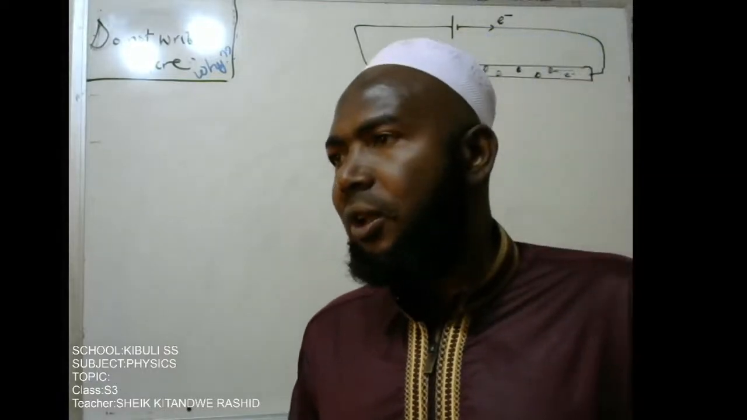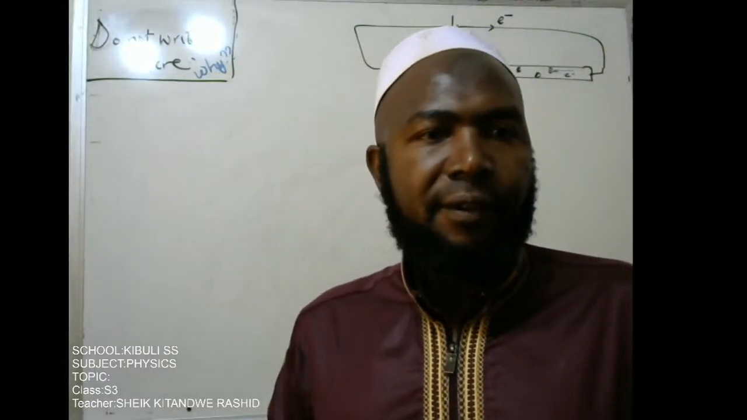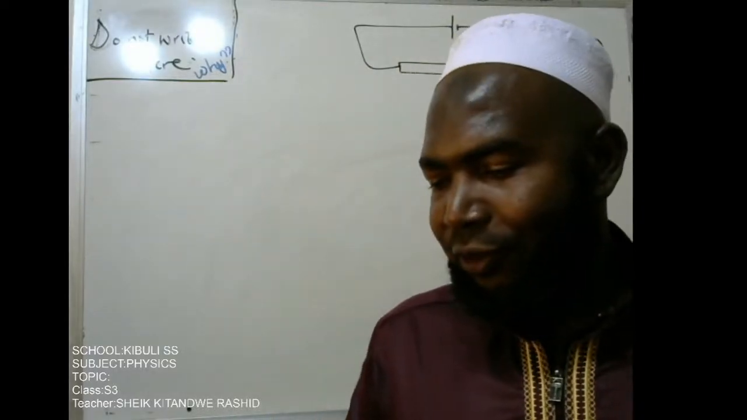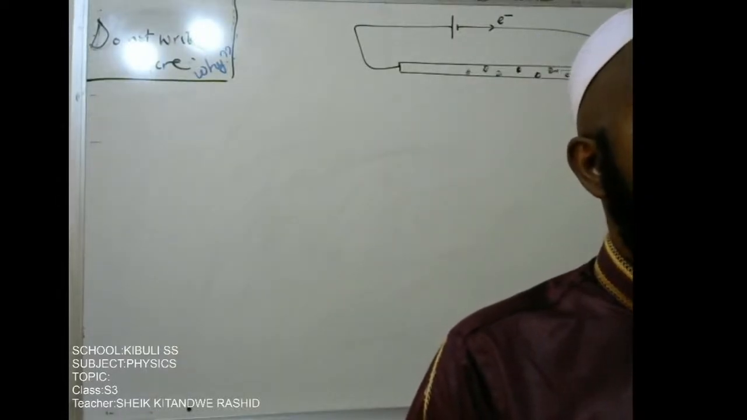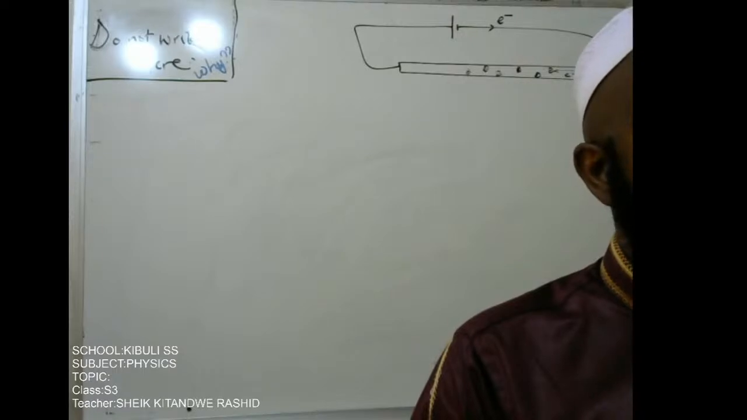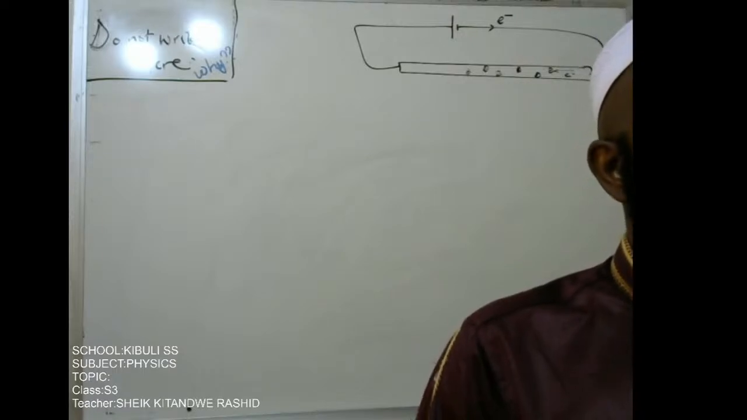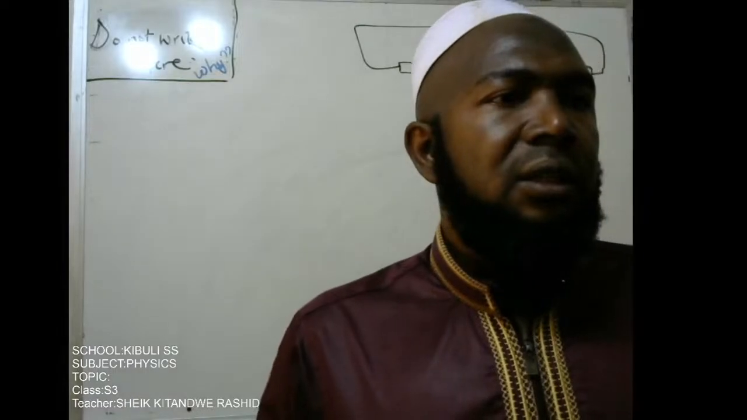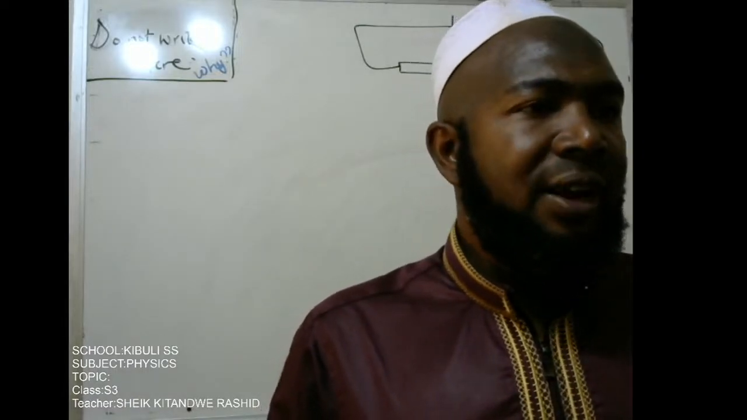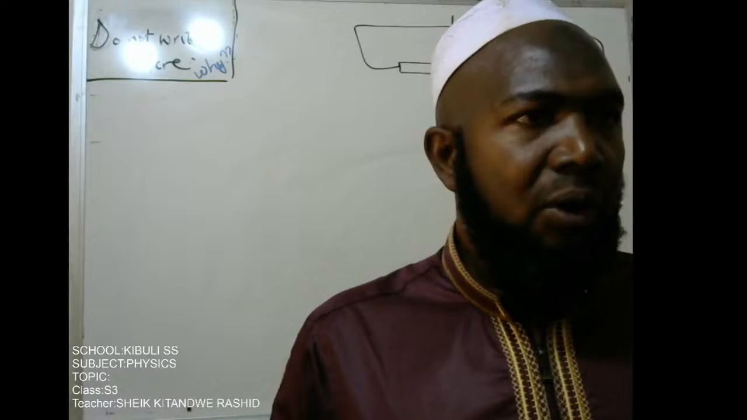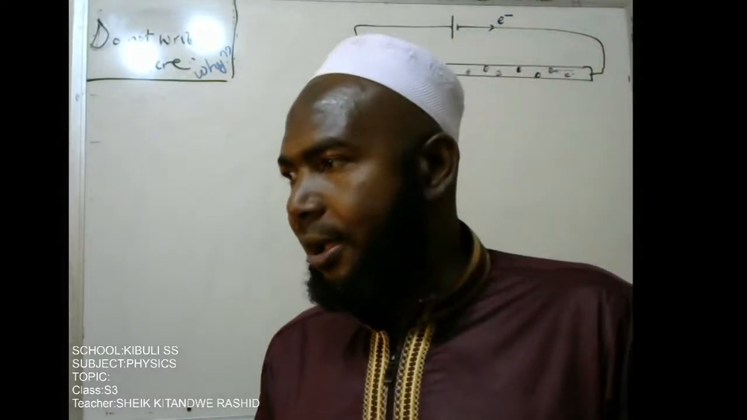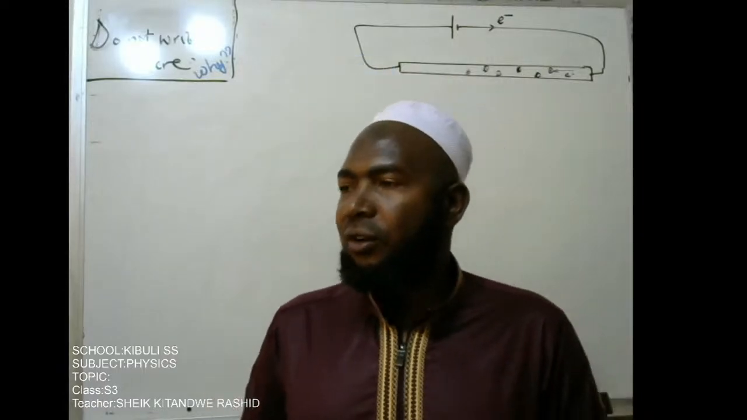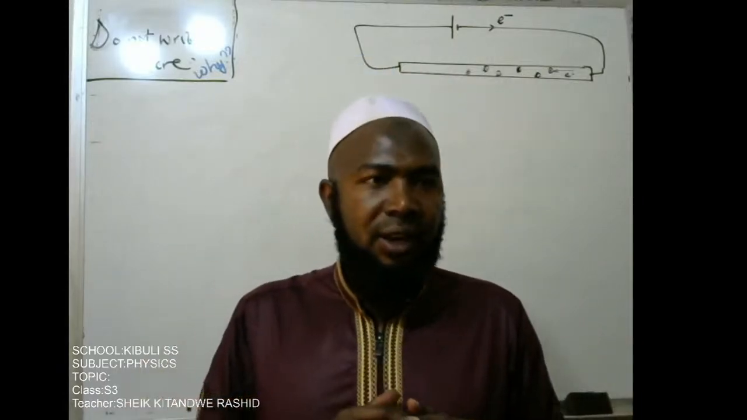So the color of light emitted depends on the color of the powder. If you want white, use white powder. If you want blue, use blue powder. If you want purple, use purple powder. Then we got advantages of fluorescent tubes over filament lamps. Advantages of the tubes over filament lamps.